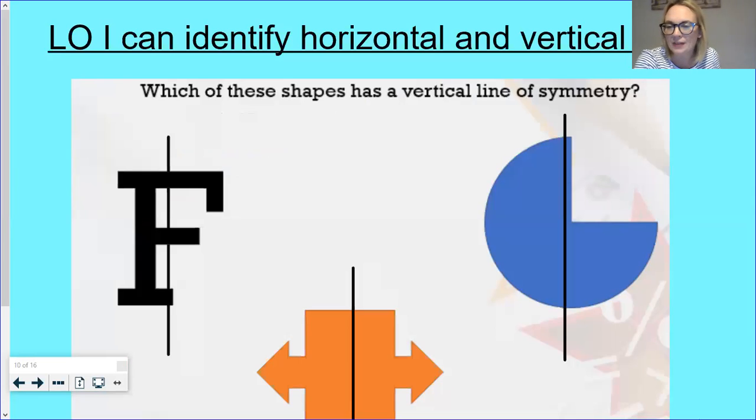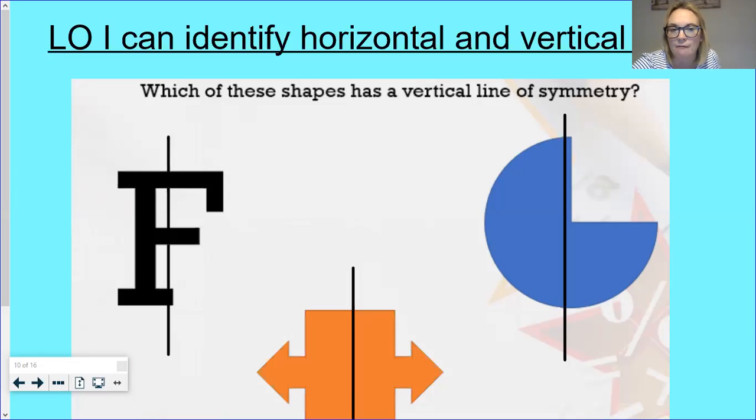Okay, so hopefully that's made it a little bit clearer what we mean by a line of symmetry. Have a look at the shapes on the screen. Which of those shapes has got a vertical line of symmetry? That means that it is exactly the same on both sides of those vertical lines. Have a little think about that. Okay, pause the video if you need to.